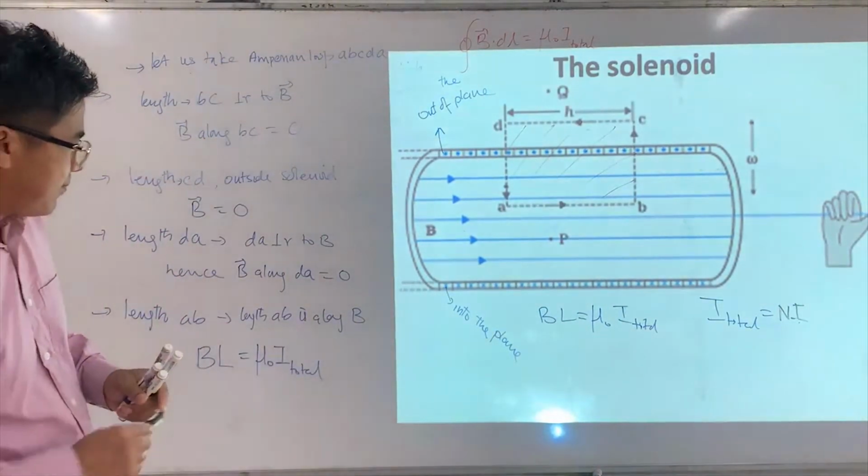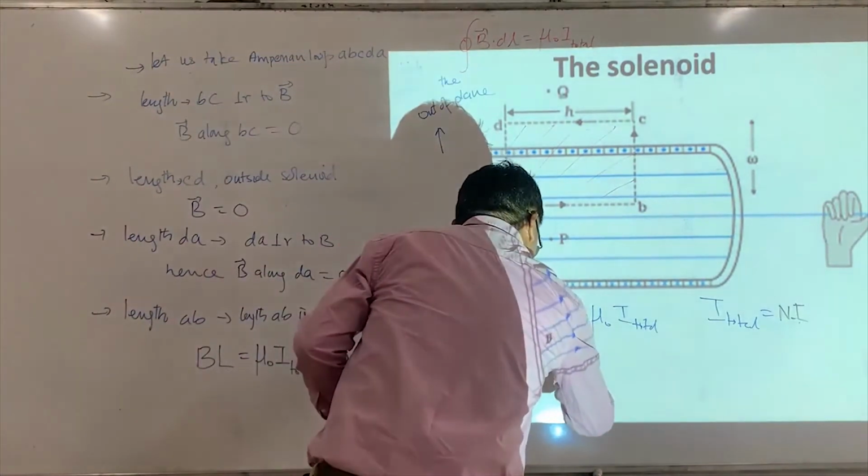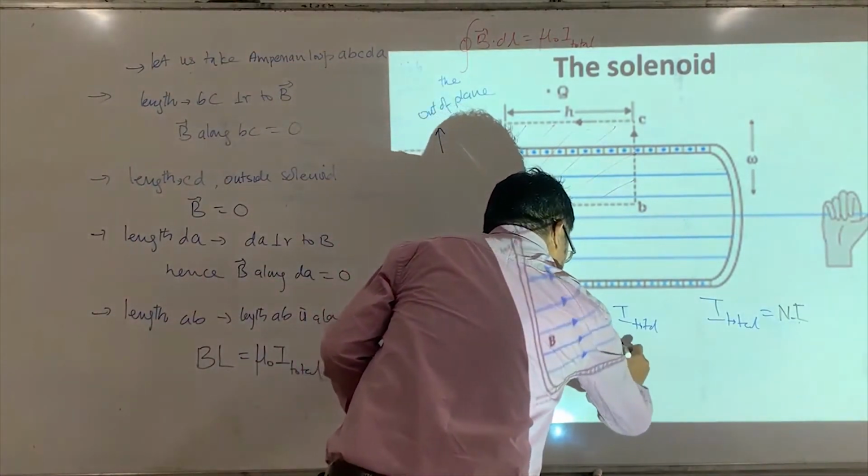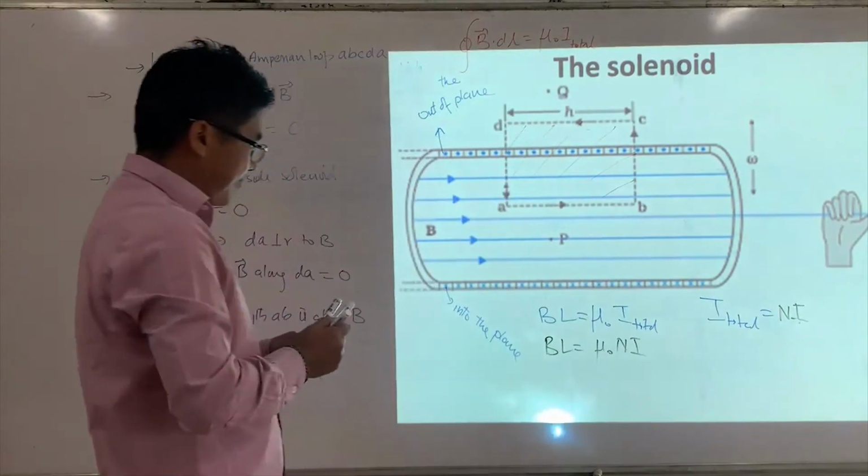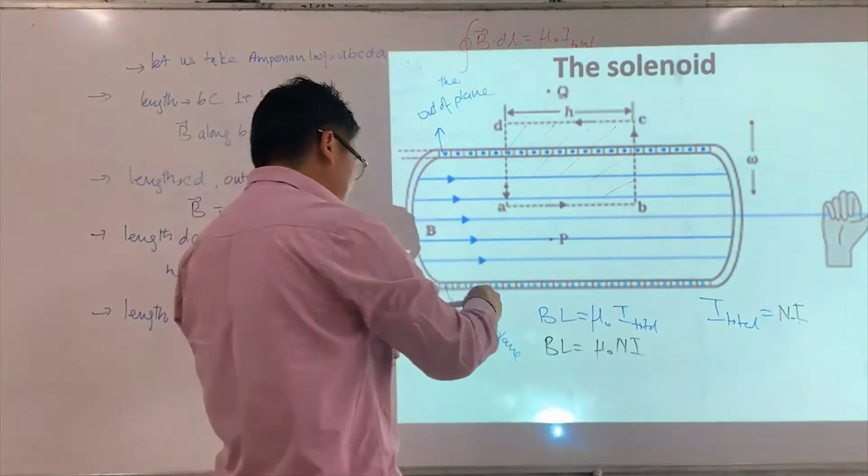So I write here mu naught and I. Then this L goes to the denominator.